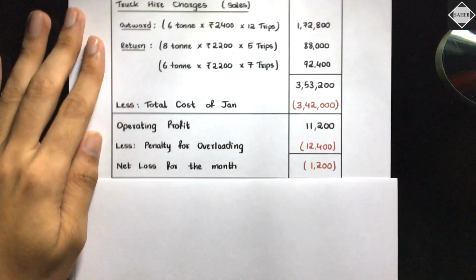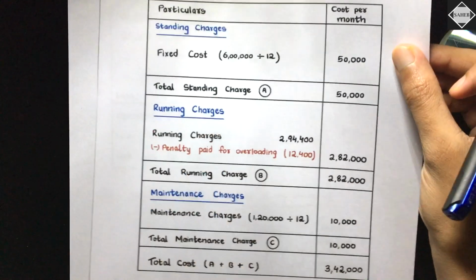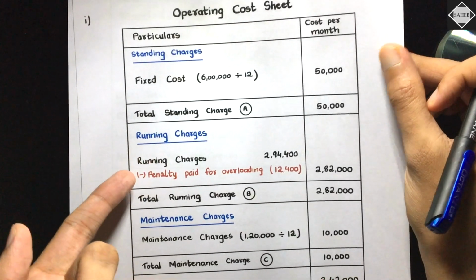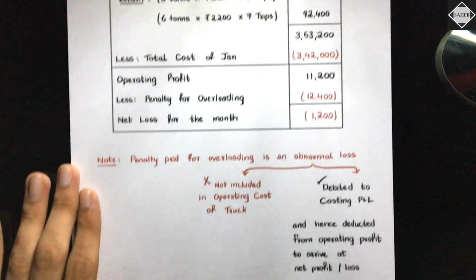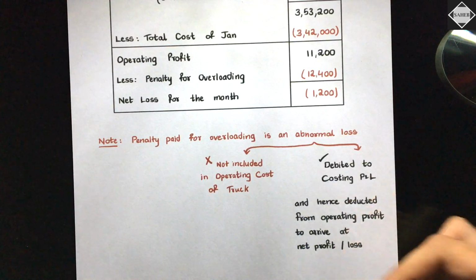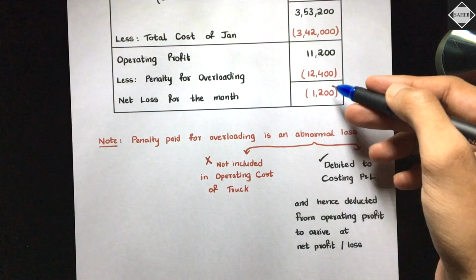Yeah, and then this is the note. See, penalty paid for overloading is an abnormal loss, not included in operating cost of the truck, as we have not taken it in the operating cost sheet. You have seen clearly what we have done over there. We have not taken it. Understand properly. It was already included in running charges. We have removed it. Okay. So that's how it is. Fine. So you have to debit it to costing profit and loss, right? That is what we have deducted over here.